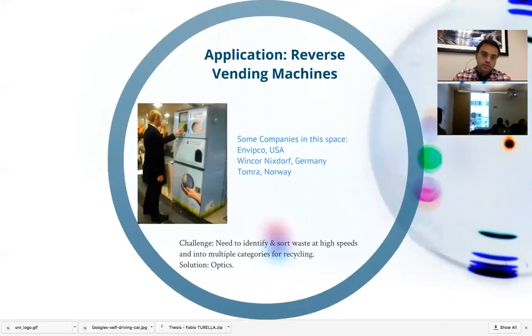what is the application we're talking about? There are, of course, many applications in applying optics for recycling. The particular one we'll talk about first is what's called a reverse vending machine. Now, of course, everyone knows what a reverse vending machine is. It's basically something that takes in a recyclable material and provides some value to the customer, which could be in the terms of store credit.